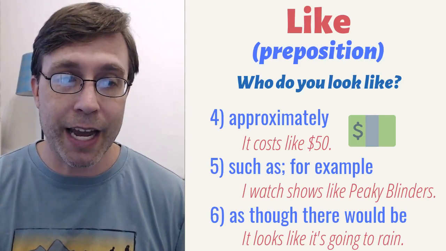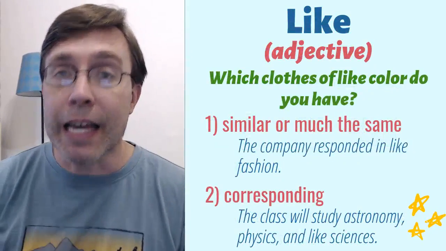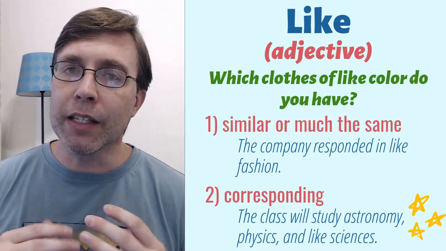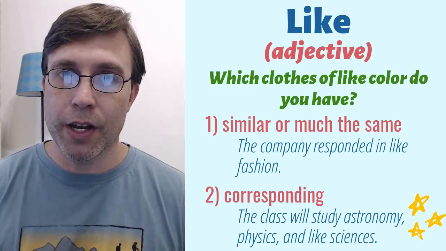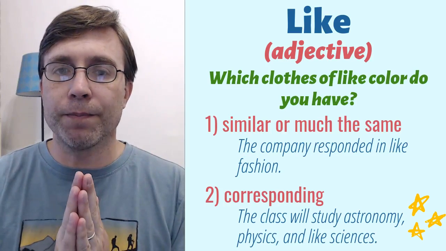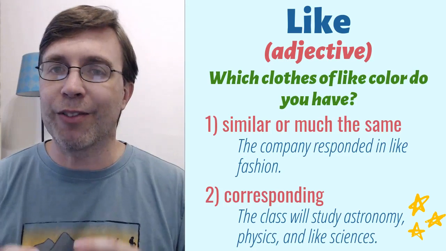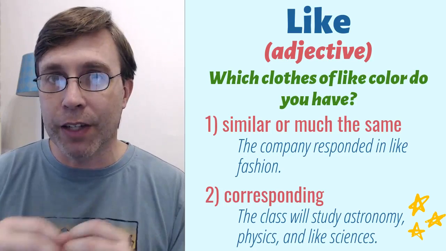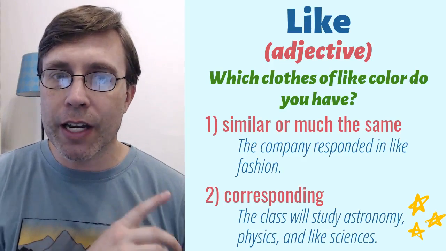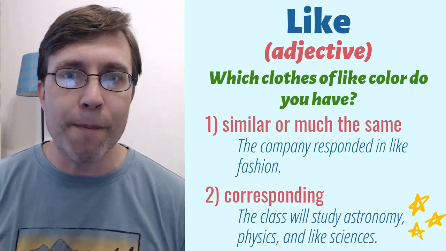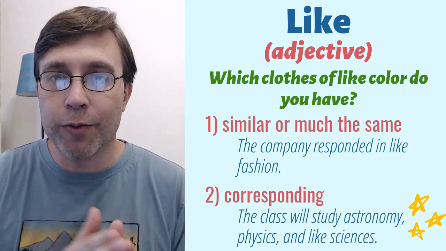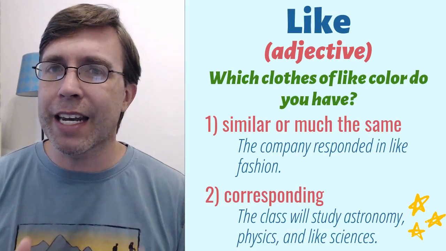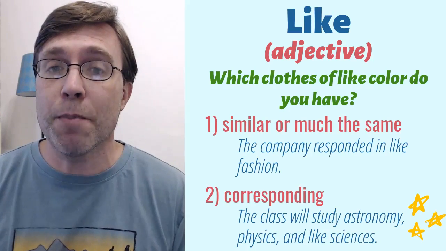All right. Let's look at the next part of speech. And that is like used as an adjective. Now, this is probably less common, this usage. And my question would be like, which clothes of like color do you have? So if you're saying that something is of like something, you're talking about something that's similar or much the same. So I'm talking about of like color, of the same color in that case. The usage, again, is not as common, but it is something that you may hear.